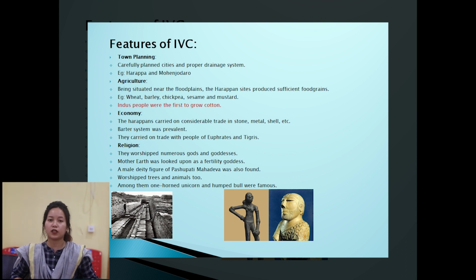Then the next feature of the Indus Valley Civilization is its burial system. During the Indus Valley Civilization, people used to bury their dead. There was no system of cremating the dead. They used to bury their loved ones with precious items of daily use. When excavations were done, archaeologists found that there were two kinds of burial system.